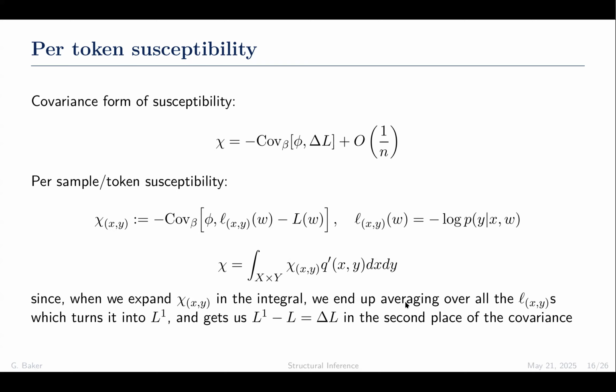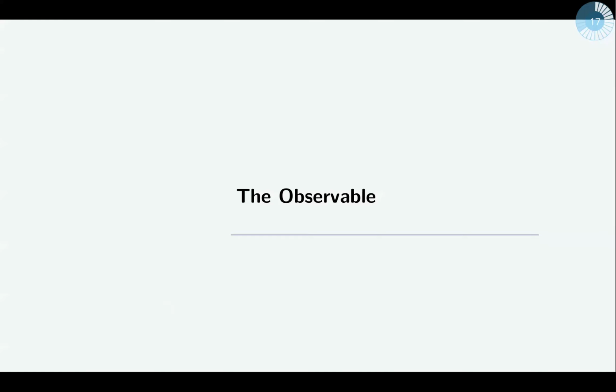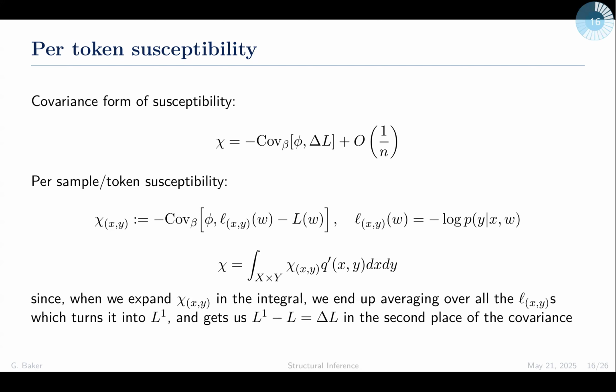weighted by their probability. And here's a brief explanation. If we expand the chi of x and y in the integral here, we end up averaging over all the small l's, which ends up turning it into L1 and gets us the delta L, which we wanted. Yeah, good point about the 1 over n. There's nothing there.